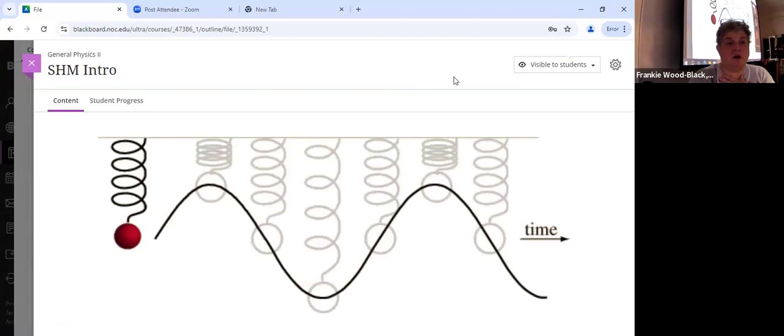This looks at the simple harmonic motion of a spring. So as I'm bobbing up and down, there's the mass on the spring. It's coming down, it's reaching its maximum point away, it's going back up, it's reaching its minimum point and its maximum point as we're going through time.